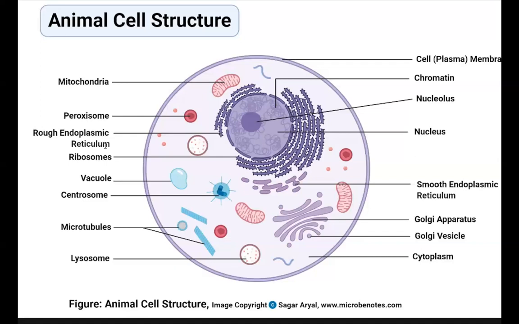Now, let's come to smooth endoplasmic reticulum's long lost brother, the rough endoplasmic reticulum. The rough endoplasmic reticulum has ribosomes attached to it and is found near the cytoplasm.